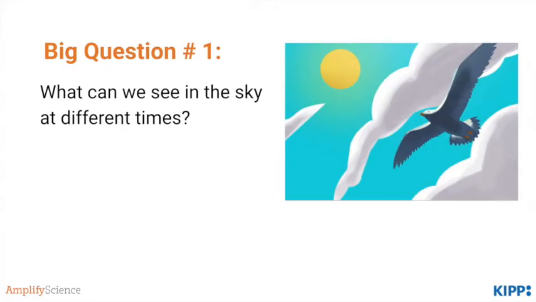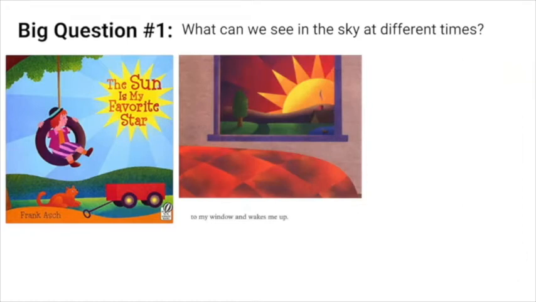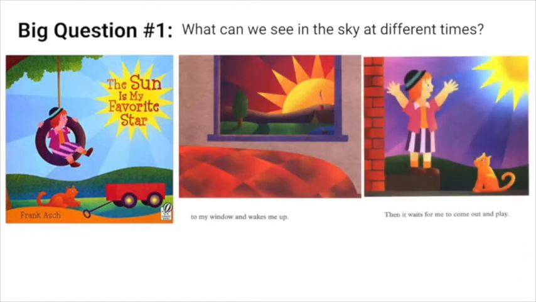All right, starting with big question number one to start off the unit in lesson one. The question is, what can we see in the sky at different times? And in this lesson, students read the book, The Sun Is My Favorite Star. This book is not included with Amplify, but I decided to include it as part of the curriculum because it shows really nicely how the sun moves across the sky in different times of day.